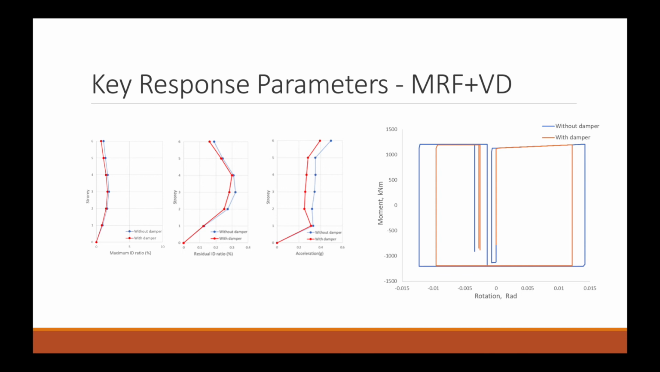The results shown in the left 3 figures verify the efficiency of the designed viscous damper, which decreases the story drifts as well as the peak acceleration. The right figure shows the comparison of the hysteretic response of the hinges. It can be concluded that the damper cut down the demand and made the MRF members less prone to yield.